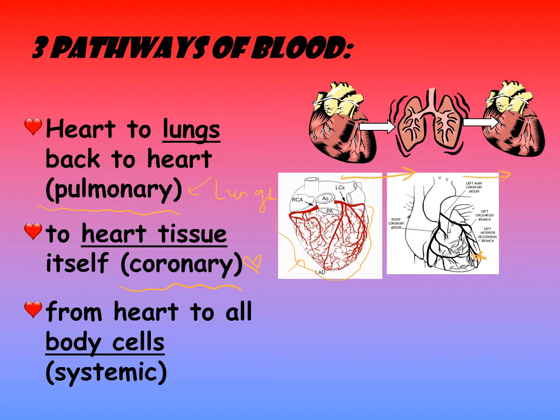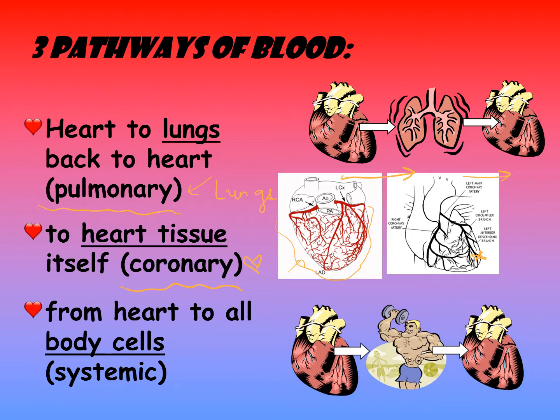And then finally, of course, you need blood in all the other parts of your body, not your heart and lungs. So that is called systemic. So to your brain, to your arm, to your stomach, to your legs, that would be considered systemic circulation.